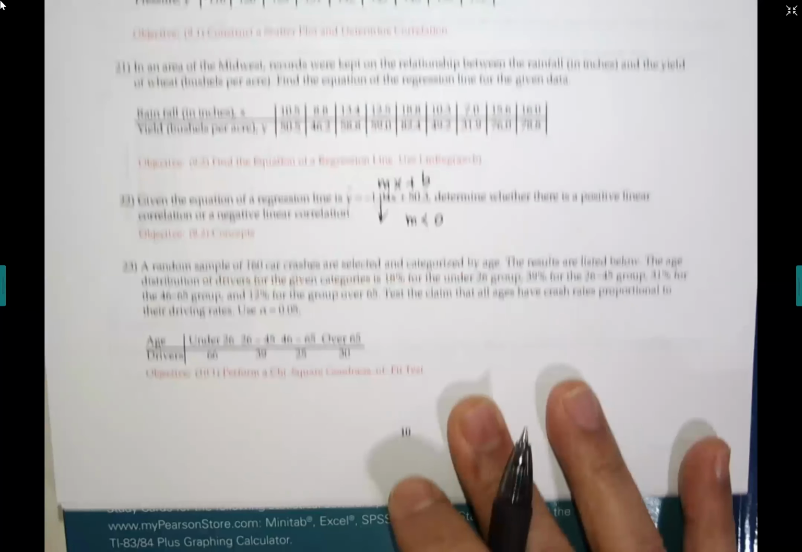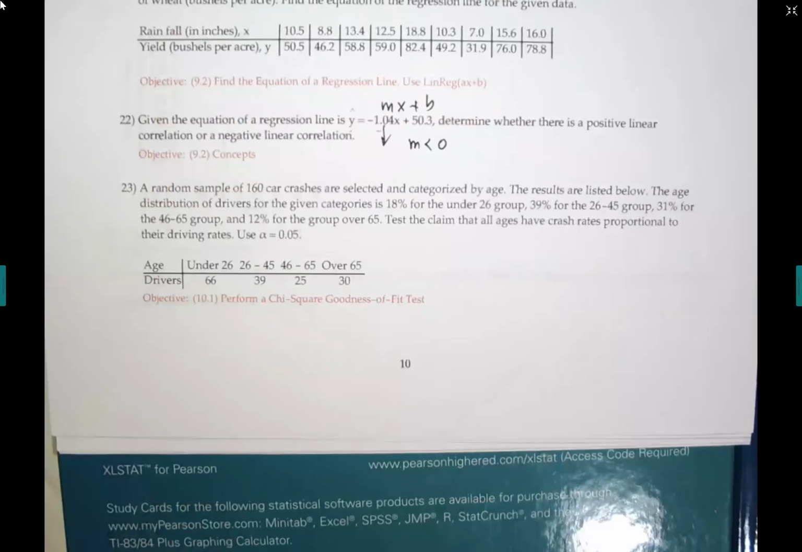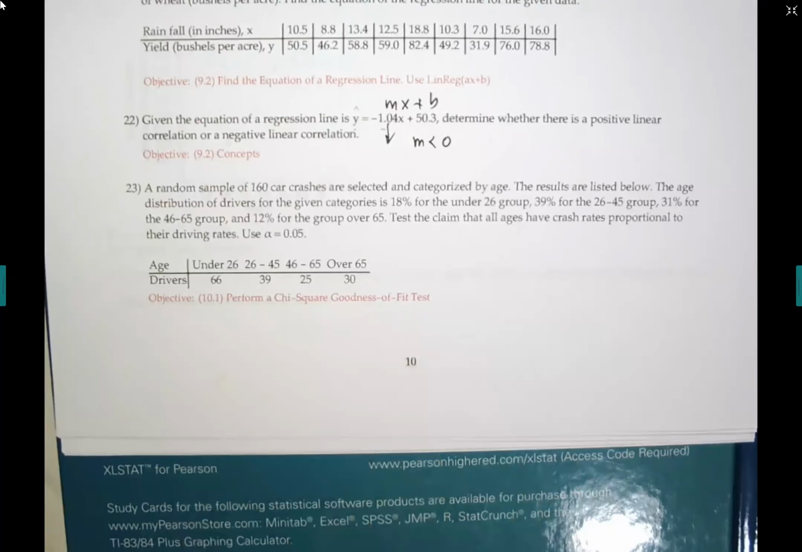I'm gonna do this one. A random sample of 160 car crashes are selected. And on the final, I think I'm giving you the option to use the p-value, so you don't have to worry about doing the tedious work by hand. A random sample of 160 car crashes are selected and categorized by age. The results are listed. The age distribution of drivers for the given categories is 18% for under 26, 39% for 26 to 45, 31% for age group 46 to 65, and 12% for group over 65. Test the claim that all ages have crash rates proportional to their driving rates.